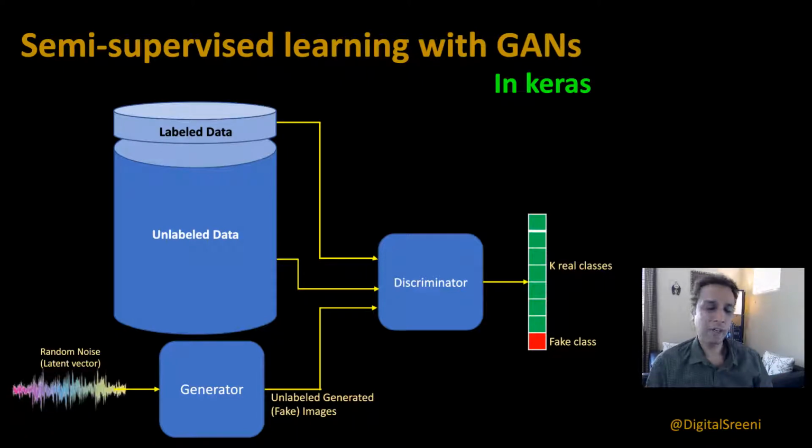Again, this is going to be very similar to a regular GAN, except for the discriminator part. Our discriminator, we are going to divide into a supervised and unsupervised type of discriminator. But again, let's hope that we would see better accuracy with a semi-supervised GAN approach compared to a convolutional neural network approach.